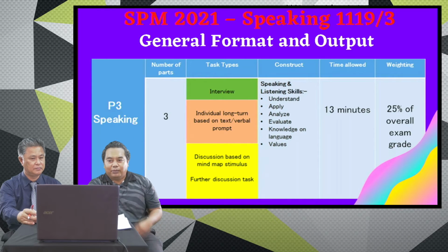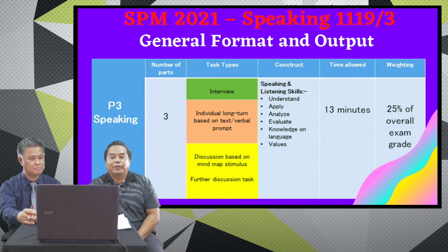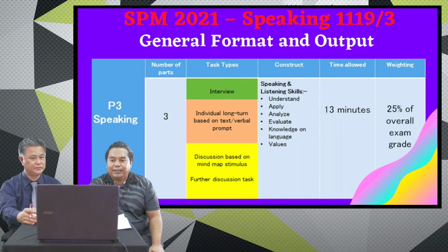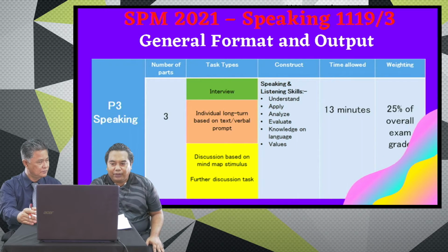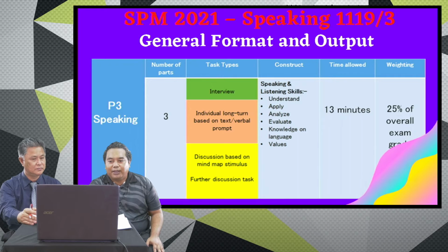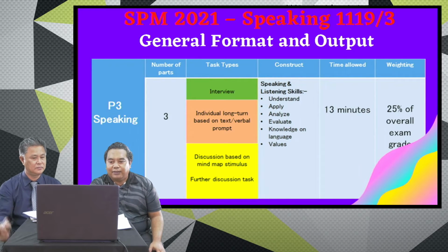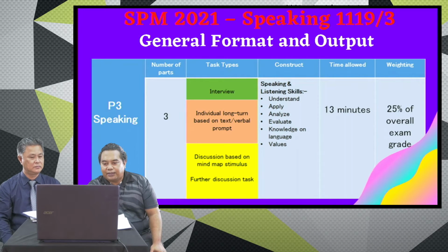SPM 2021 speaking 1119/3, general format and output. Okay, we will look at the format. The first part is interview. There are 3 parts. Task type: first one is interview, second is individual long-term based on text and verbal prompt, and the third one is discussion based on mind map stimulus, and then a further discussion task.